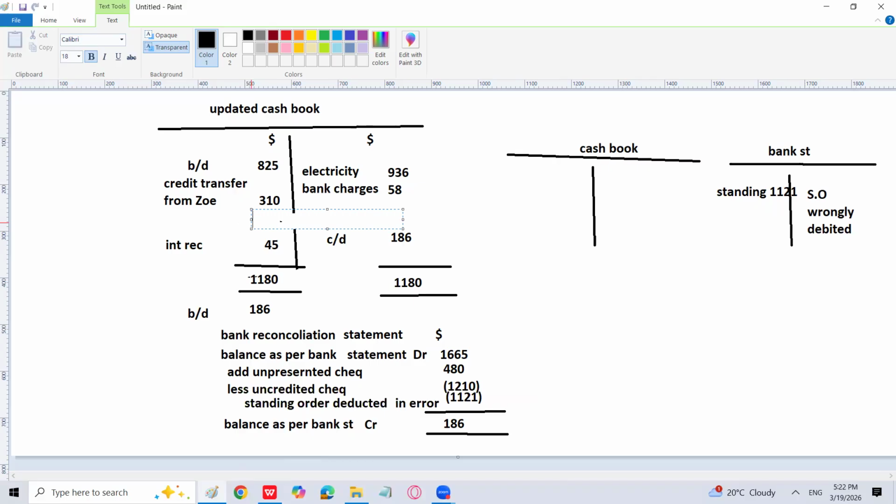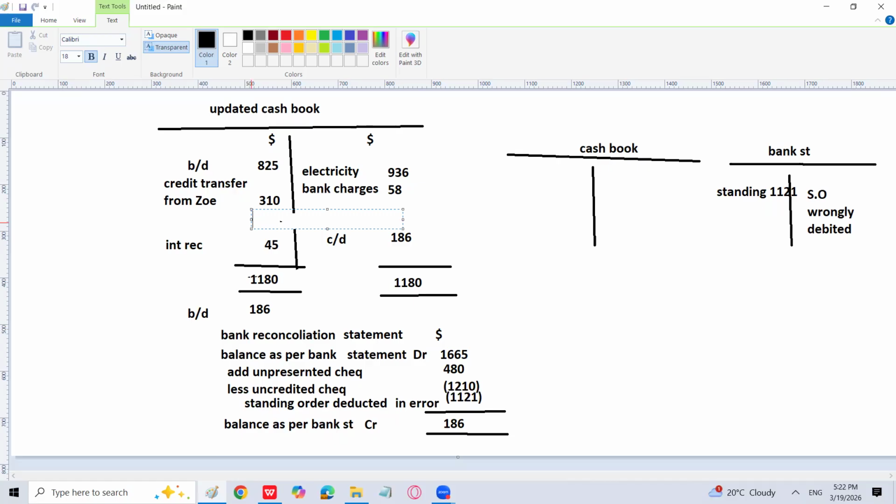अब हुआ क्या है यहाँ पे? ये डेबिट साइड ऑफ द बैंक स्टेटमेंट में स्टैंडिंग ऑर्डर आपने लिखा बैंक स्टेटमेंट डेबिट, जो होना ही नहीं था. कैश बुक में तो आना ही नहीं है क्योंकि करना ही नहीं था, बल्कि आपने बैंक स्टेटमेंट में भी डेबिट साइड पे डिडक्ट कर लिया स्टैंडिंग ऑर्डर 1121, जो कि नहीं करना था.